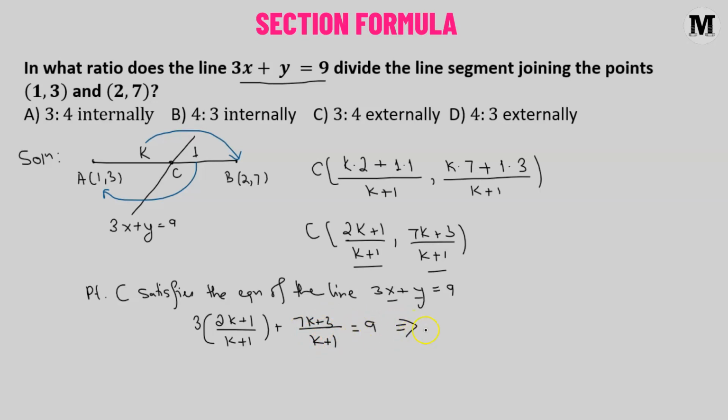Now we multiply throughout by k + 1 to get 6k + 3 + 7k + 3 = 9k + 9. Solving, we get 4k = 3. So that means k = 3/4, or simply we can say that the ratio k:1 will be 3:4. Since the value of k is positive, we have an internal division. So the correct option is option A, 3:4 internally.